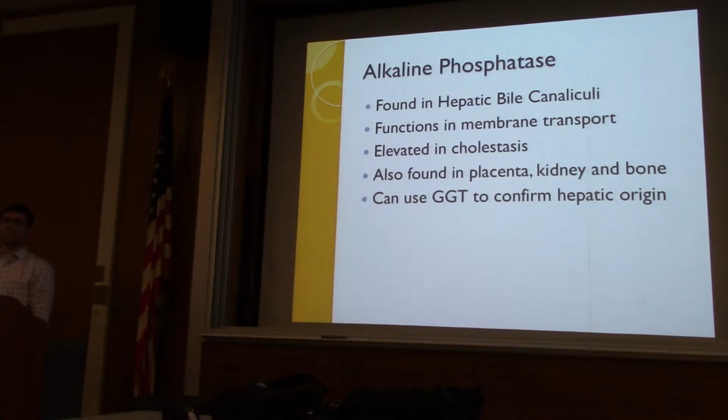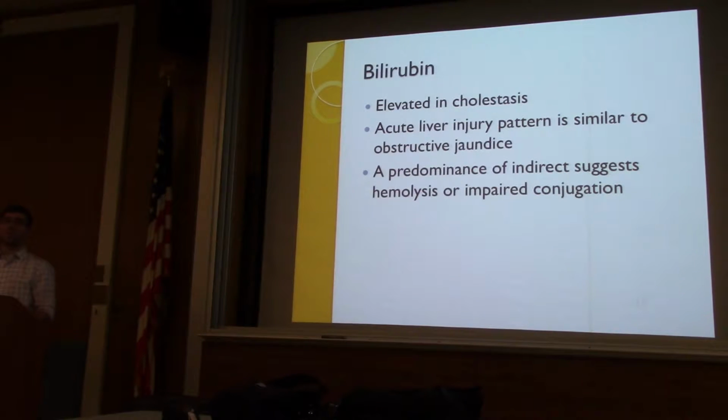Alk phos: if you've seen an elevation in alk phos, just get a GGT to confirm that it's liver in origin if you're confused. And then bilirubin can have an obstructive pattern in acute liver injury, and you tend to get more direct bilirubin, whereas hemolysis and other forms will get indirect.